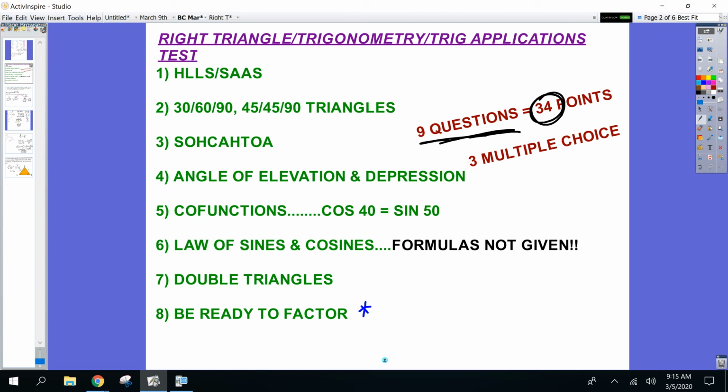And no formulas given tomorrow. Remember that. There's no need. I guess you could have your formula sheet if you need a quadratic formula, but that's it.